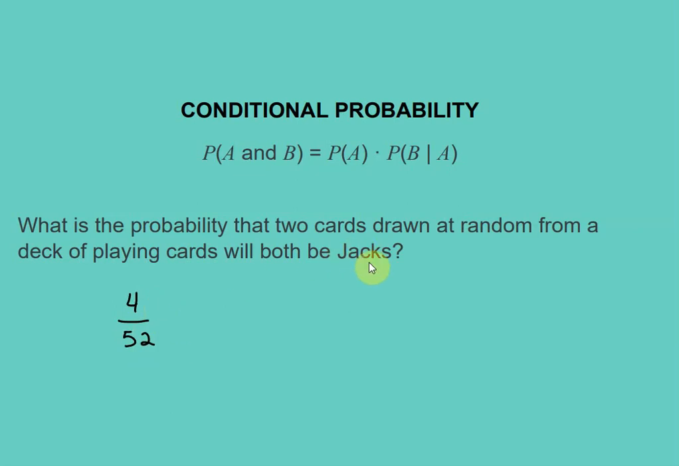Well, if I draw a jack that first time that I draw cards, and I hold on to that card, the next time I go to draw, there are no longer 4 jacks left if I drew a jack the first time. So there are now only 3 jacks left in the deck. There are also no longer 52 cards total. Because I drew a card and I kept it, there are now only 51 cards total. So we're going to multiply those together. And when we reduce our fraction, we would get 1 out of 221.